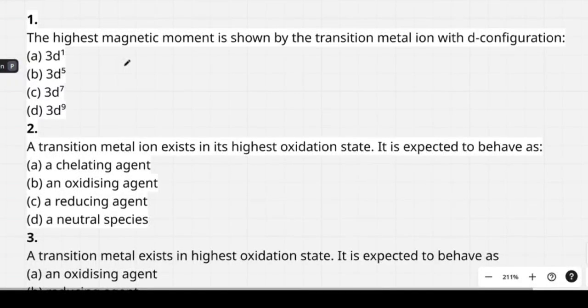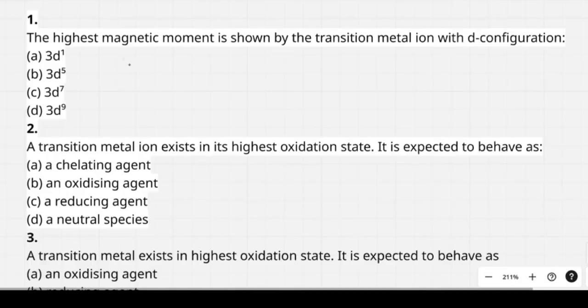I will explain important previous year's CET questions from the lesson D and F block elements. Here, first I give very important hints to solve this lesson. First, we know that the D block elements consist of 4 series: 3D series, 4D series, 5D series and 6D series.